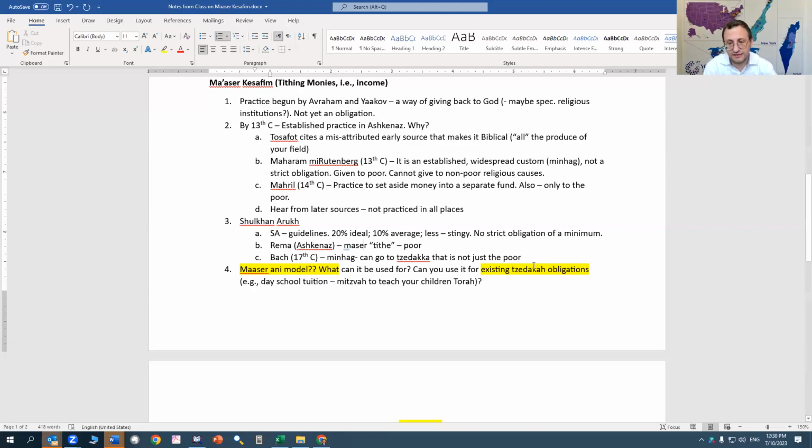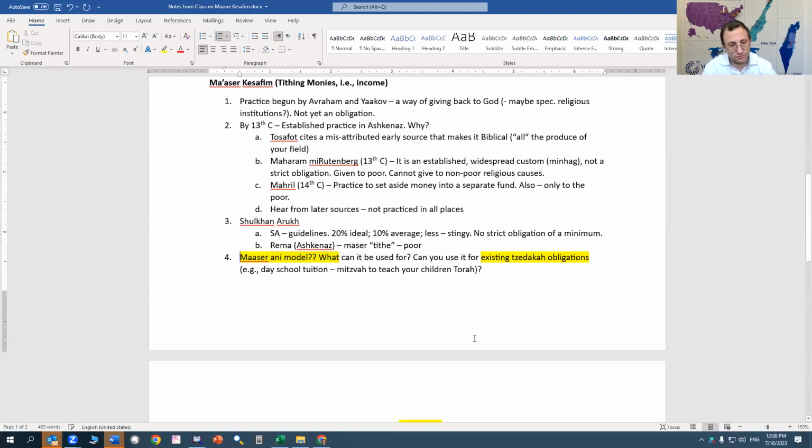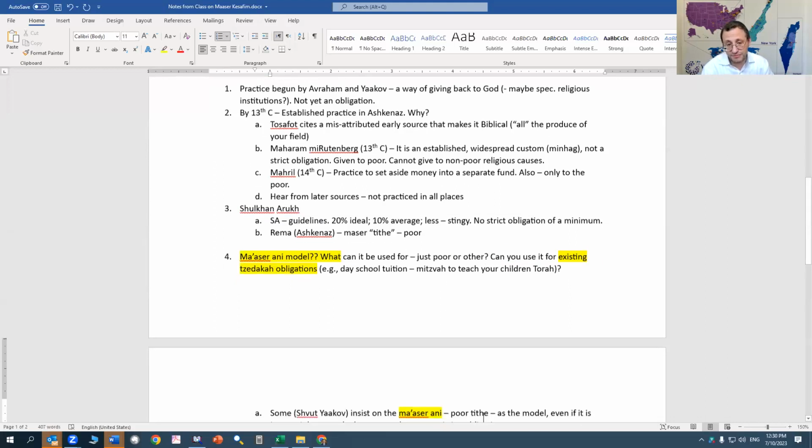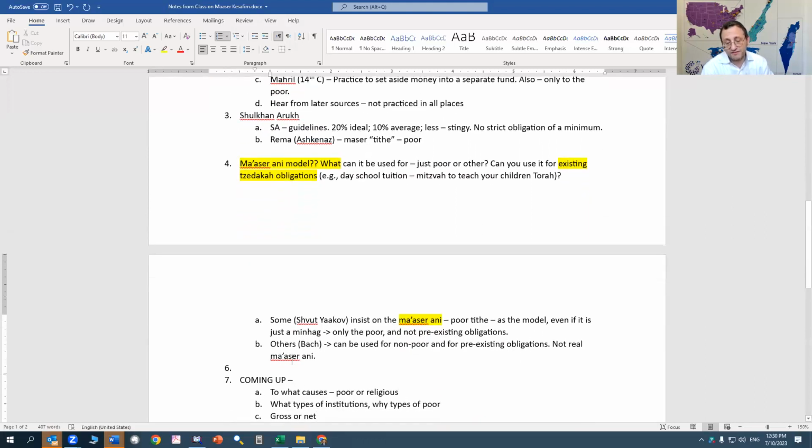And that leads to the important question of what the model is. Are we going to limit ourselves to a Maaser Ani model, or said another way, what can it be used for? Just the poor or others? And can it be used for pre-existing tzedakah obligations? There we have a debate. If you insist on the Maaser Ani model, it can only be used for the poor and cannot be used for pre-existing obligations. If you don't insist on that model, you have a lot more flexibility.